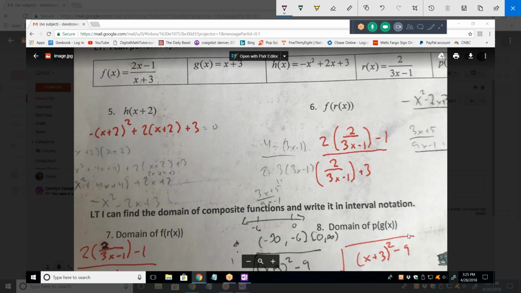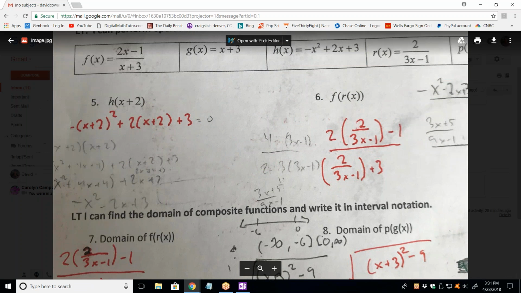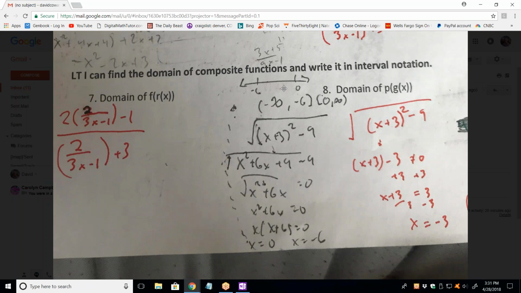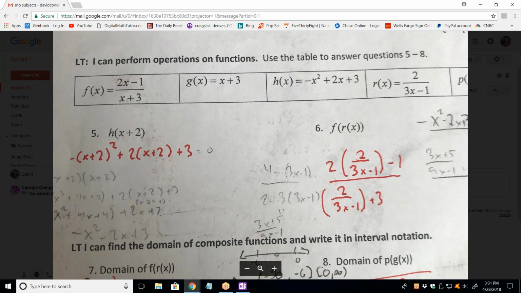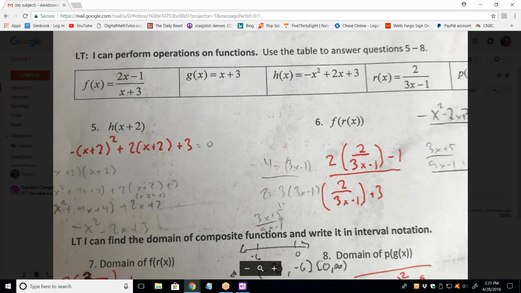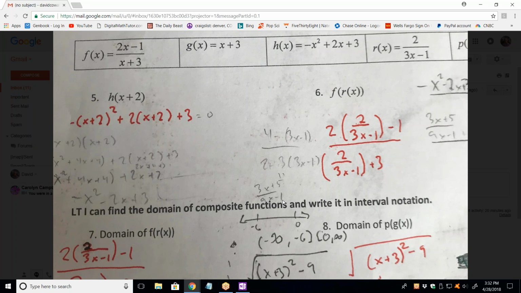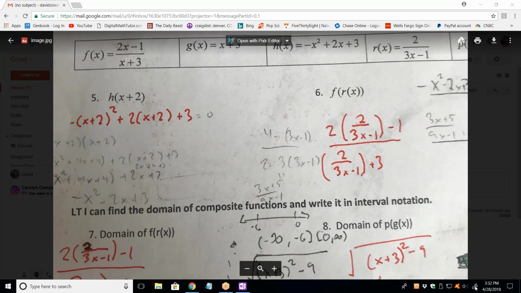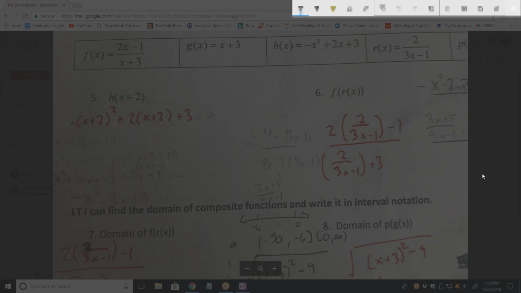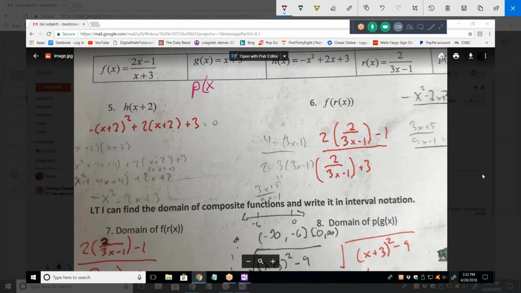All right, let's see. What next? Looks like number 8. All right, so P, what is it? P of x isn't in the picture. I can just tell you what it is, though. Let me get it so everything is in the picture. What's P of x? The square root of x squared minus 9. Like that? Yep. Okay. So they want to know the domain of that.